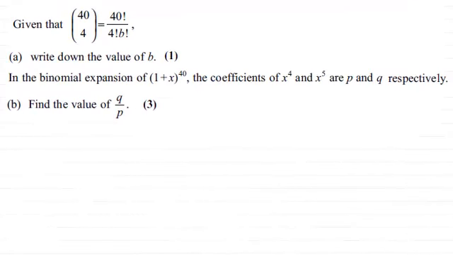Hi there. Now in this question we're given that this expression here, 40 over 4 in brackets, equals 40 factorial all divided by 4 factorial b factorial. And we've got to write down the value of b for 1 mark. So if you'd like to have a go at this, if you haven't done so already, just give you a moment to pause the video.